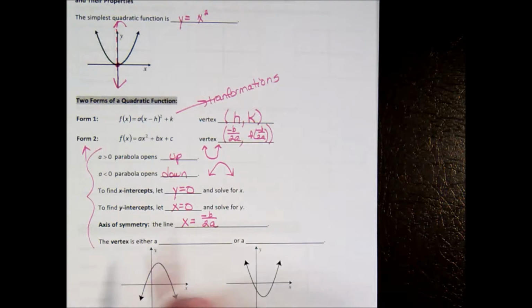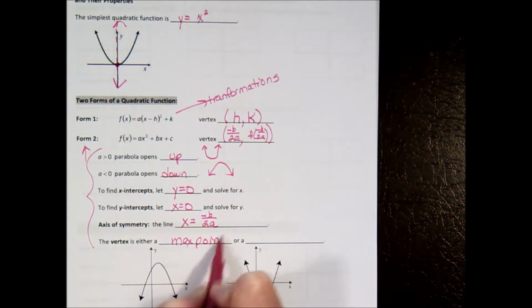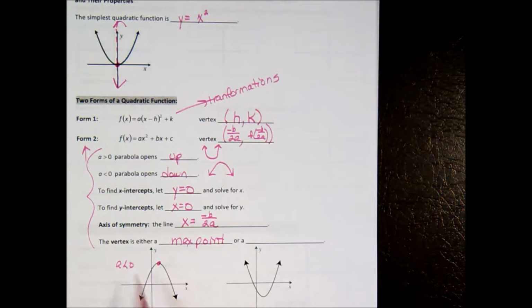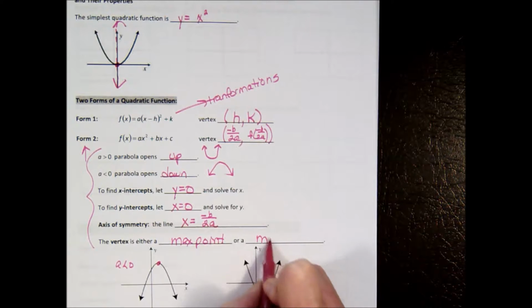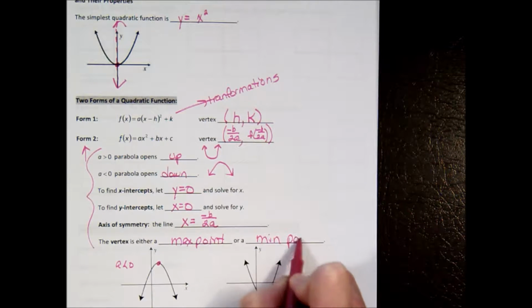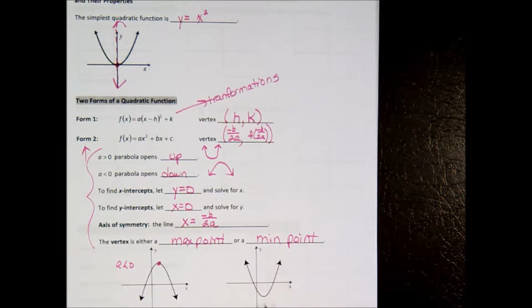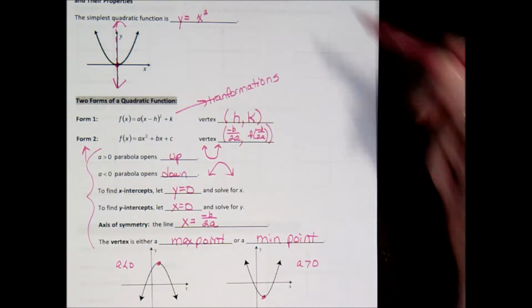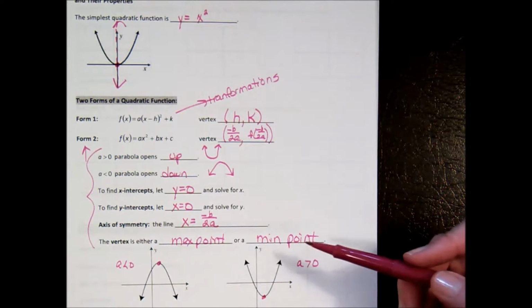The vertex is either a max point, that's when the parabola opens down and a is less than 0, or it's a min point, that's when the parabola opens up or a is greater than 0. So these are some basic things you need to know. Now we're going to actually go into some problems and look at them.